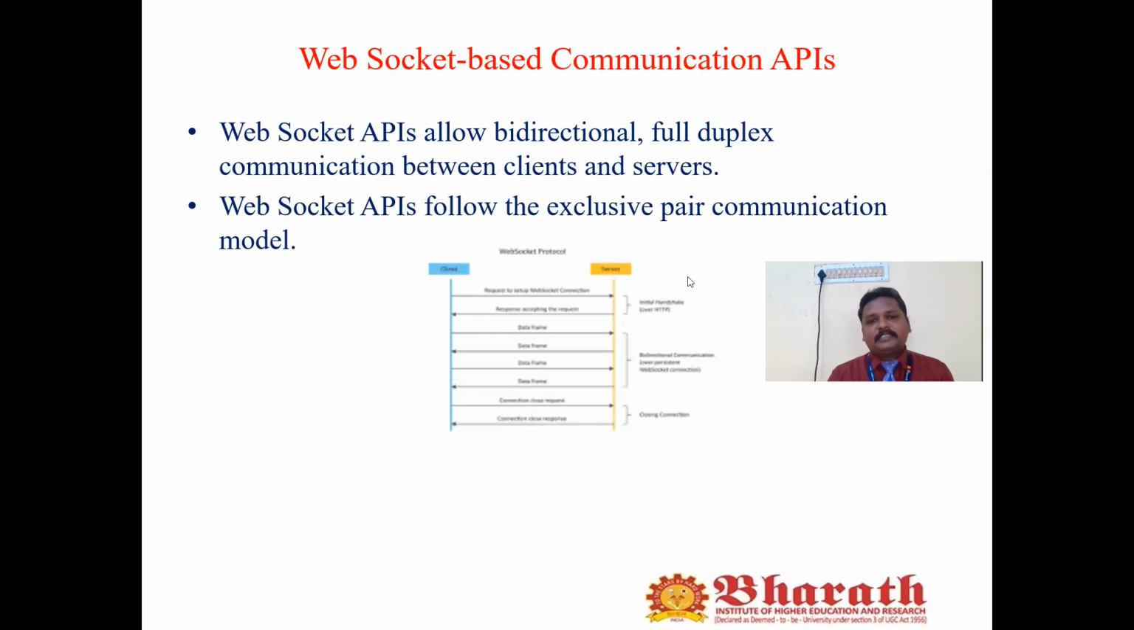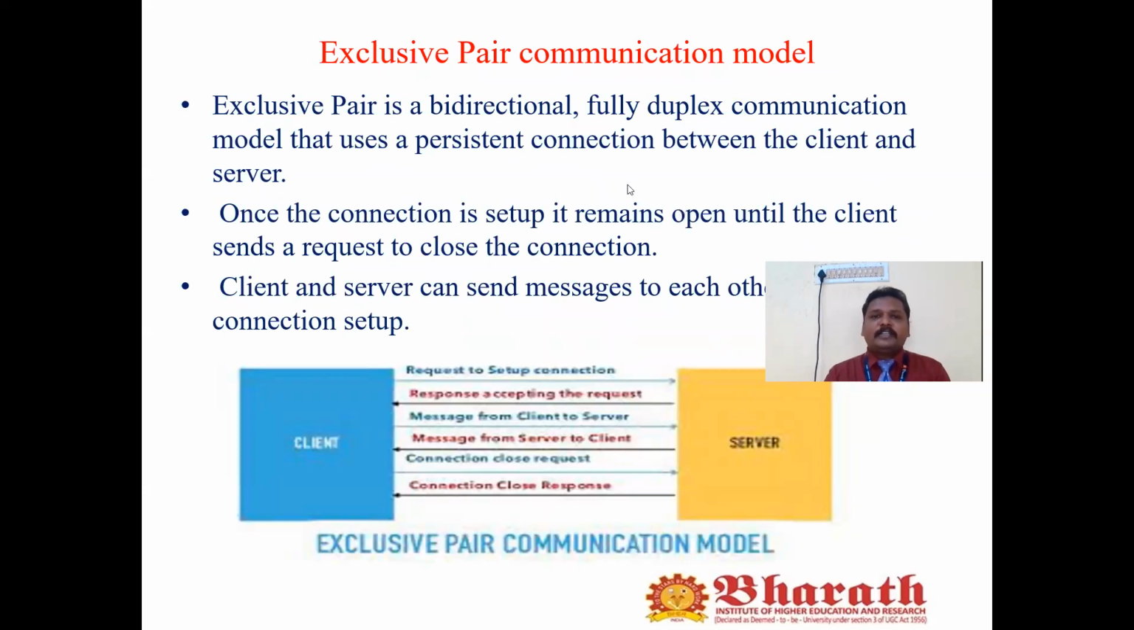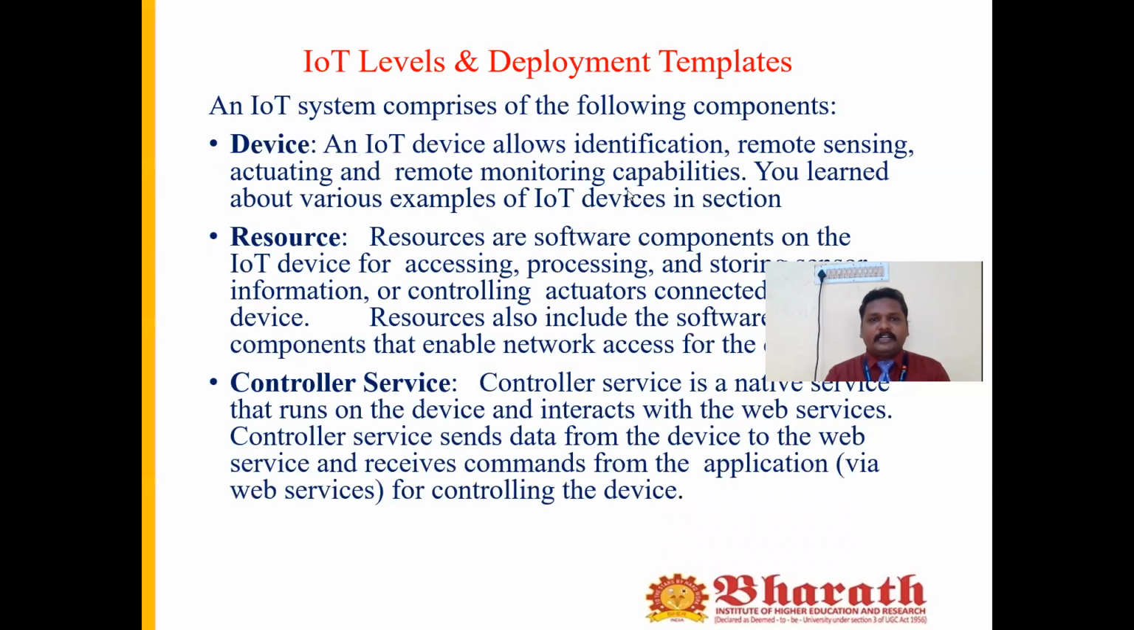Here you can see the client and server, which means the client sends the request to the server. Based on the request from the client, the server responds, and we can send data frames. Ultimately our aim is to send the data frames between the client and the servers. This is what we call a WebSocket-based communication API. The WebSocket API allows bidirectional and full duplex communication between the client and the servers, and it follows the exclusive pair communication model, which we already discussed.